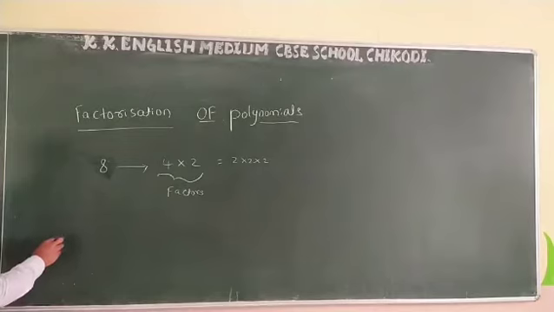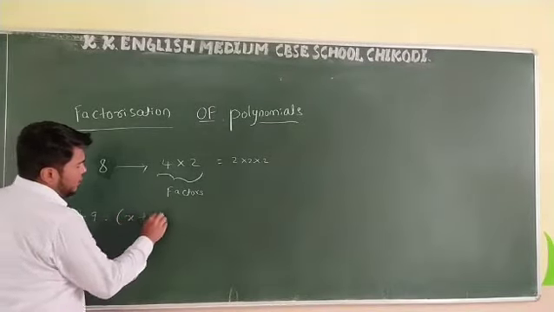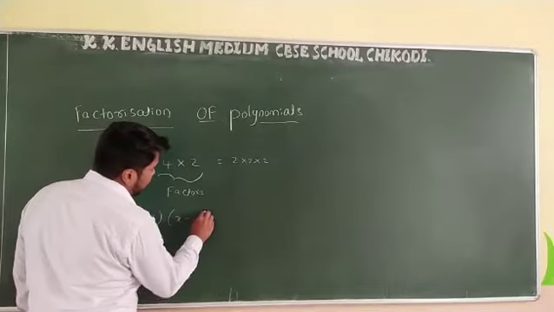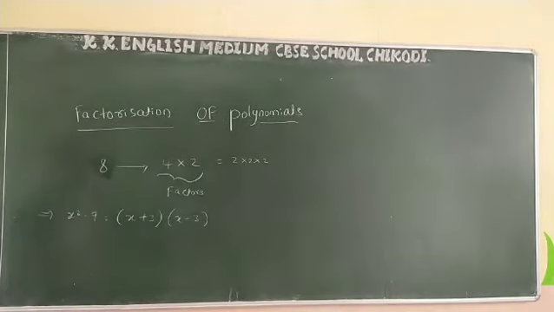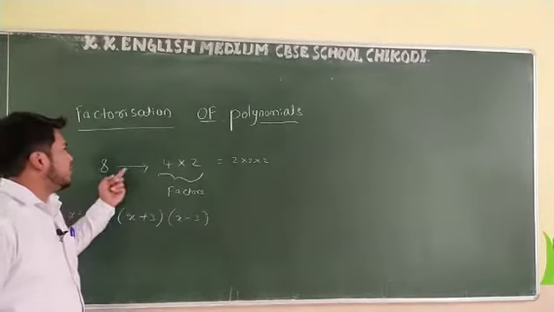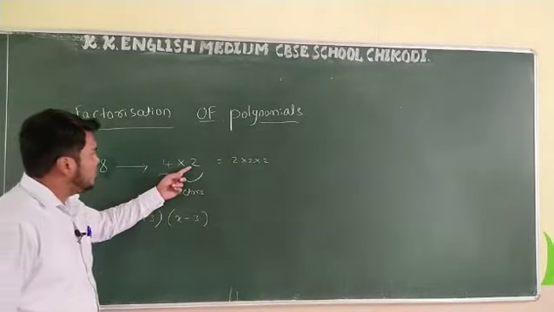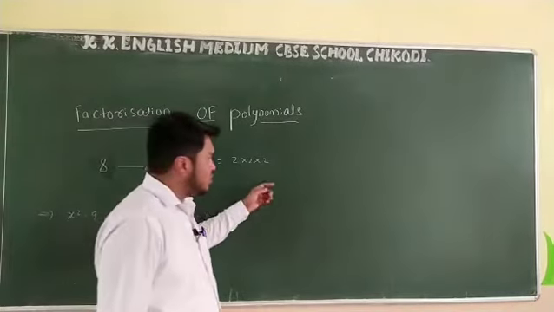Similarly, in factorization of polynomials, if you consider x square minus 9, what are the factors of x square minus 9? You will say x plus 3 as well as x minus 3. So these are the factors of the polynomial x square minus 9. Just as the factors of 8 are 4 into 2, if you divide 8 by 4 or by 2, the remainder is 0.